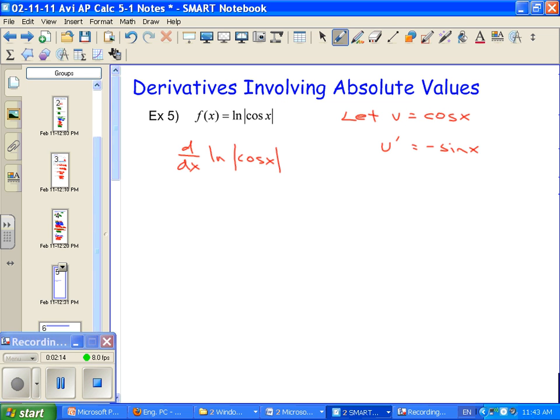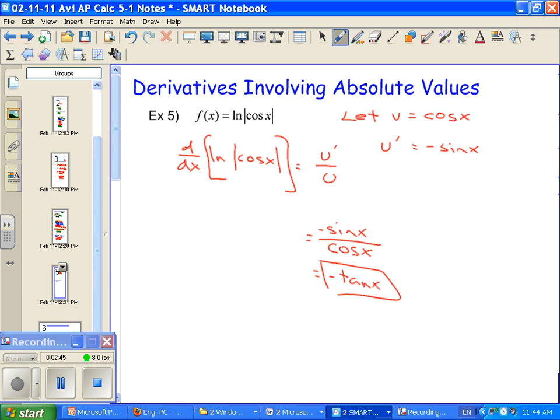So when I take the derivative of this thing with the absolute values in it, I'm allowed to go u prime over u. Well, u is cosine of x, and u prime, we decided, was negative sine of x. Oh, wait, isn't that tangent? Close, because of the negative, it's negative tangent. But then it's got to be inside the absolute value, correct? The absolute value part was part of the little formula there.